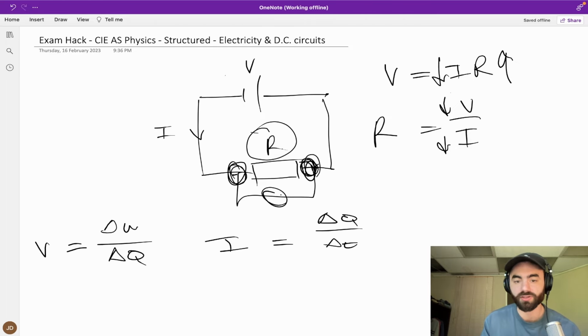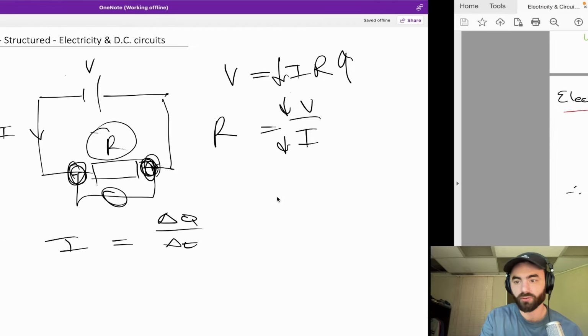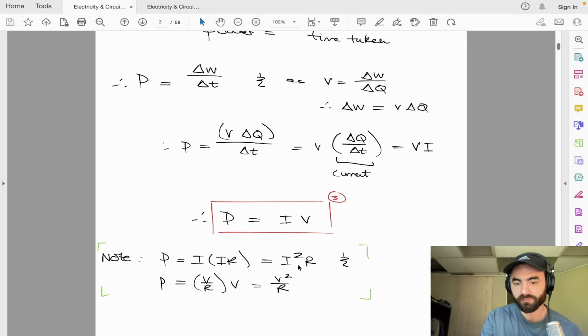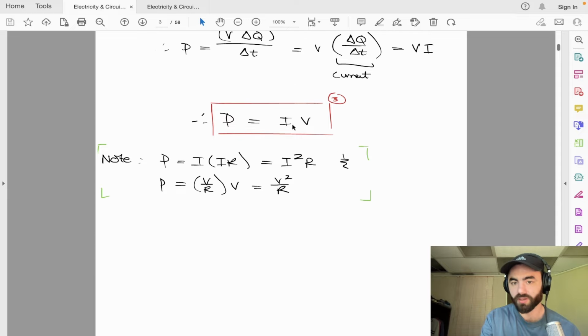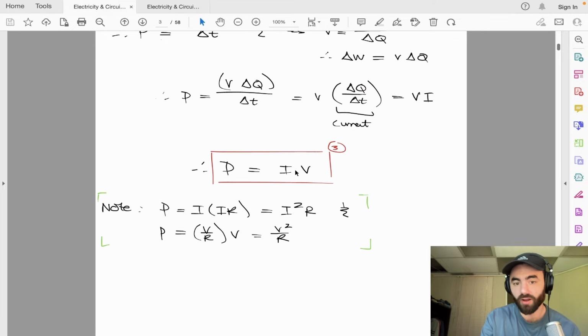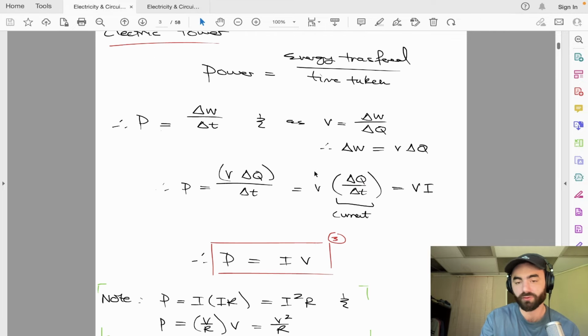And same goes with power. So there'll be some power dissipated within this resistor because it's related to the voltage. And if you substitute in V equals IR, you can get different equations for power. But P equals IV, again, you should be able to derive that just from knowing power is energy transfer per unit time.